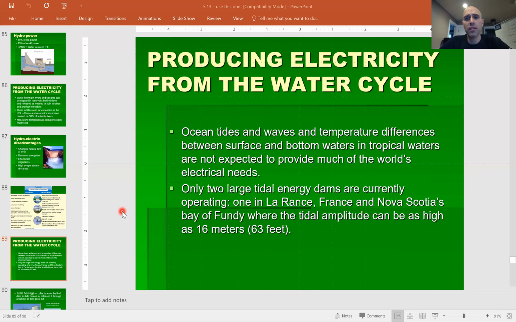Producing electricity from the water cycle, ocean tides and waves, and temperature differences between surface and bottom waters in tropical waters are not expected to provide much of the world's electrical needs. This is more speaking along the lines of tidal energy. Remember, we have such a large mass of water, the ocean, moving in and out daily, roughly every 6 hours, your tides, your high tide and your low tide. Think about that massive amount of water moving in for 6 hours.